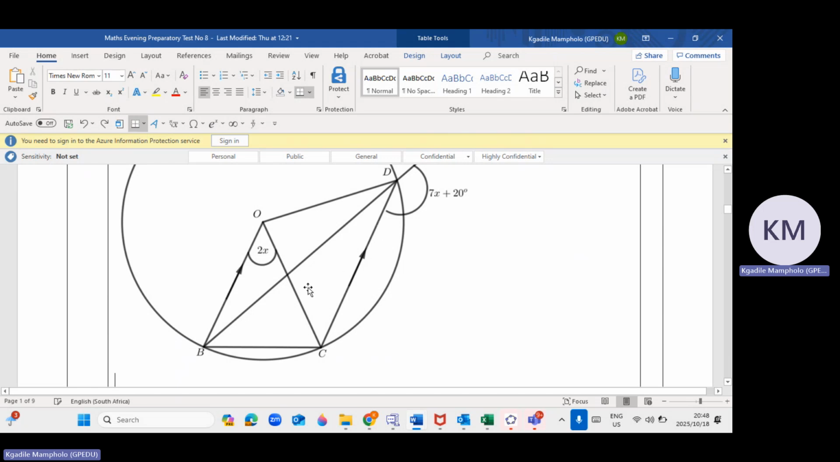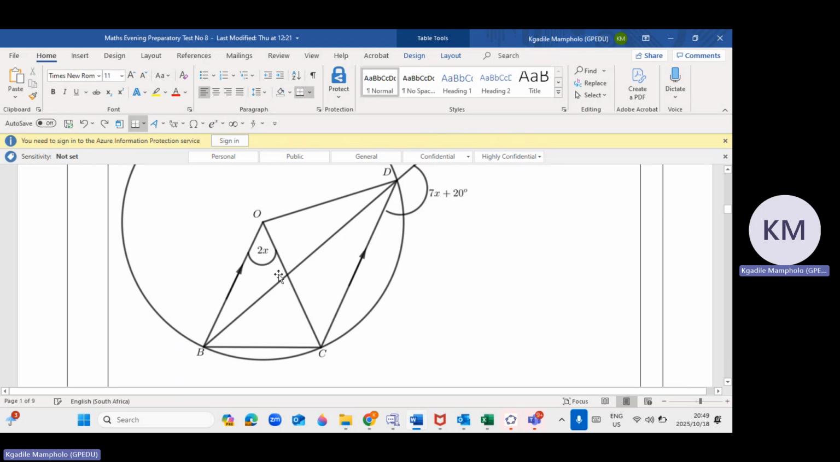So first, since these are on a straight line, we'll find this angle. Therefore, this angle will be 180 minus this angle, because the sum of angles on a straight line is 180 degrees. Now remember, if you say 180 minus (7x plus 20), then it will be 160 minus 7x. Then this angle at the circumference is 160 minus 7x.